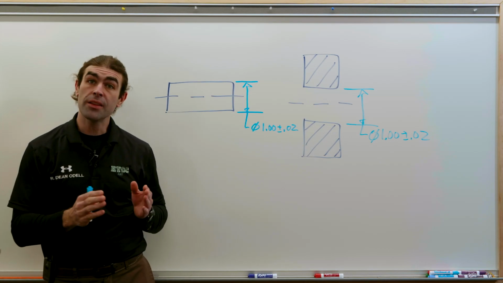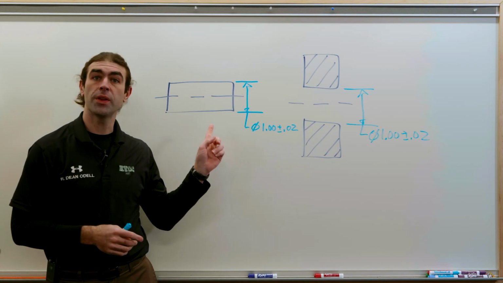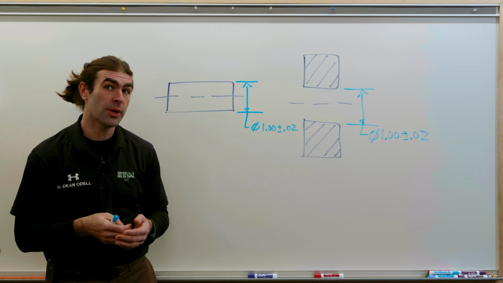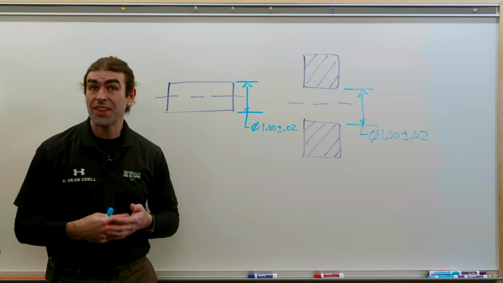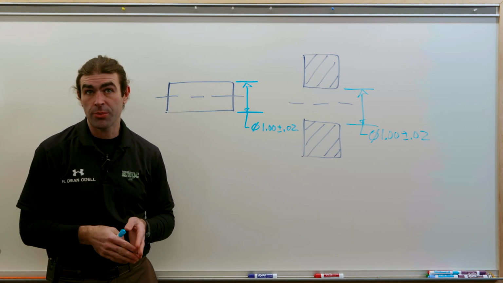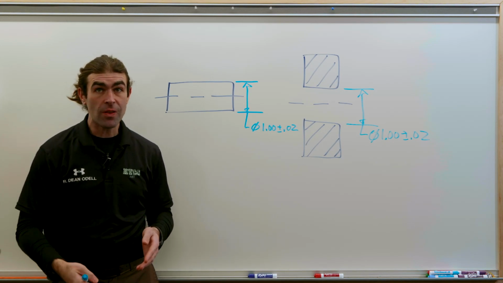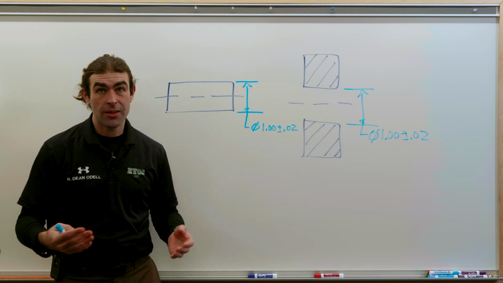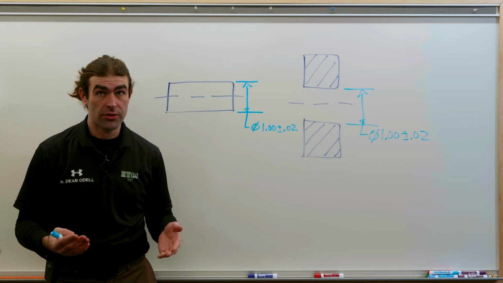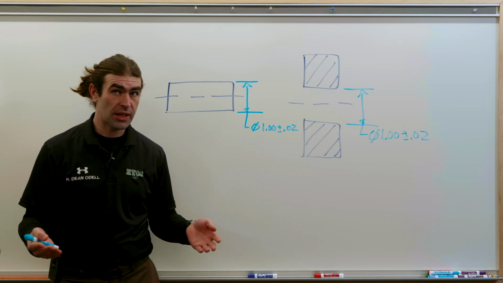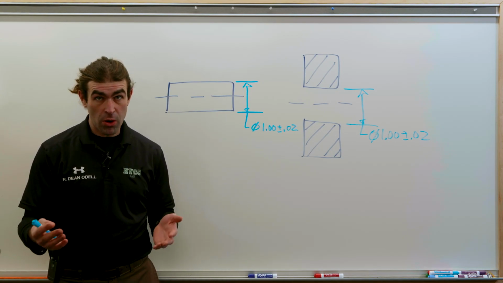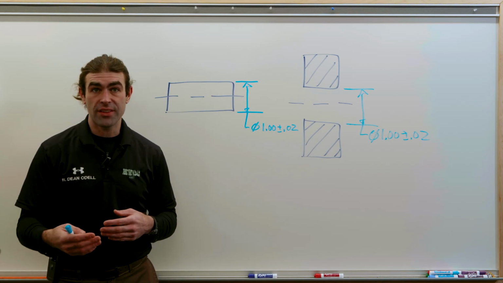If we consider these two parts, a pin with a diameter of 1 inch plus or minus 20 thousandths, and a hole with a diameter of the same, 1 inch plus or minus 20 thousandths. At first glance, you might think, yeah, duh, these parts will fit together. They're both 1 inch, right? Unless there's some dirt in there, they should fit together. Now, they won't fit together all of the time.